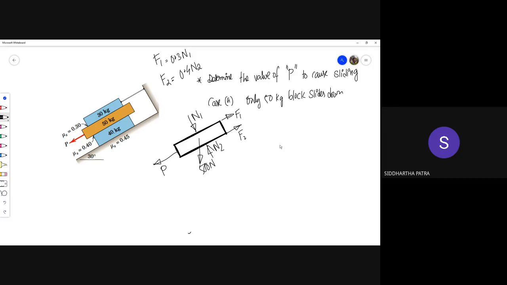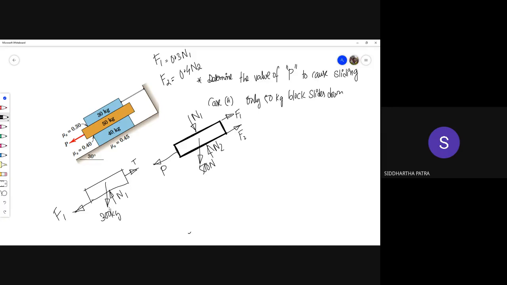Because only when both surfaces have limiting friction are you sliding down. So in this case, you also need the free body diagram of the first block. There is this tension T over here, there is the normal force N1, there is the weight of 300 kg, and of course, the orange block is pulling it downwards by F1.